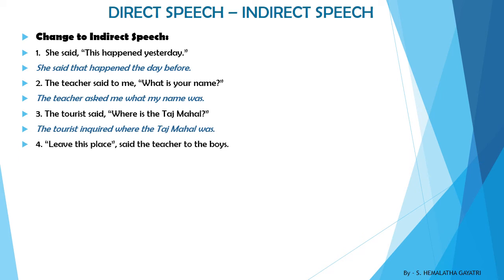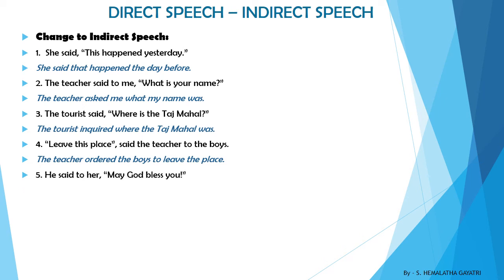Next question. Leave this place, said the teacher to the boys. So leave this place. So it is sounding like something like an order, right? So now let's see how we can change this one. So remember the reporting verb also can be changed. How can we change that? Like this. The teacher ordered the boys to leave the place. The teacher ordered the boys to leave the place. So like this, we are replacing the reporting verb as well as we are changing the reported words, that is the speaker's words, into past tense. Okay, now let's do the next question.